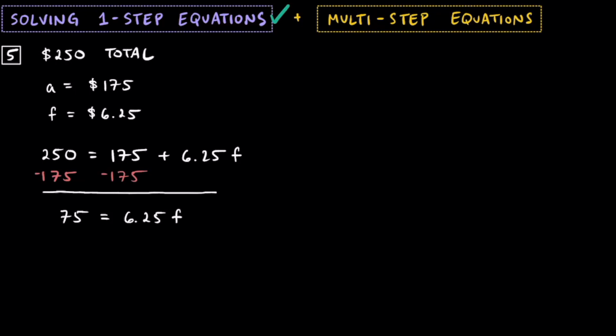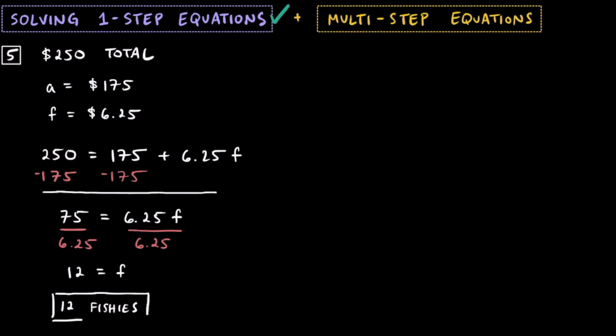And so what if we just want one fish? We divide both sides by 6.25. So $75, if it's $6.25 per fish, 75 divided by 6.25 is going to be 12. That's the number of fish. So we know that you must have bought 12 of these fishies. All right, so that equation there helped us figure out exactly how many fishies were bought.